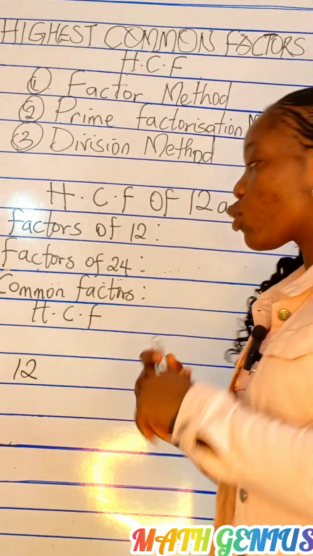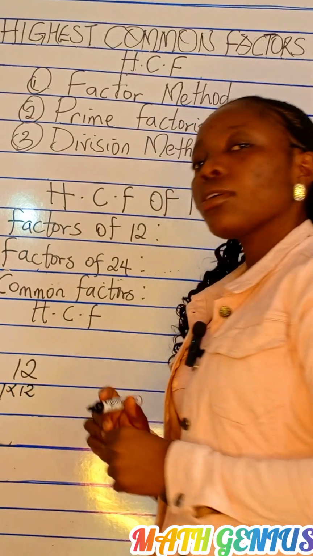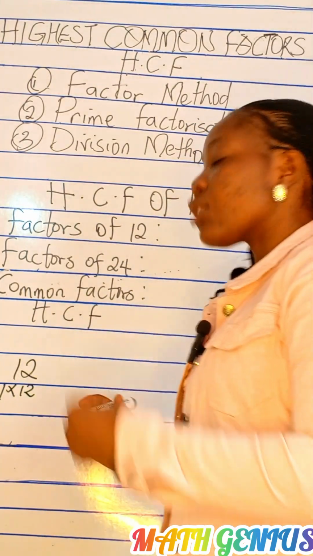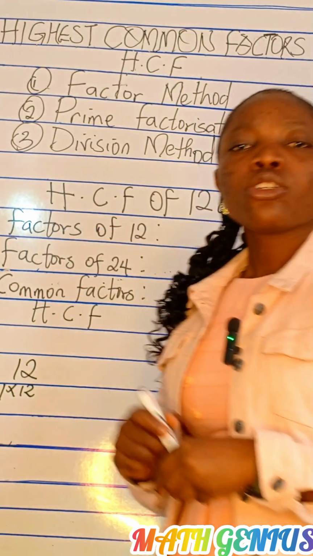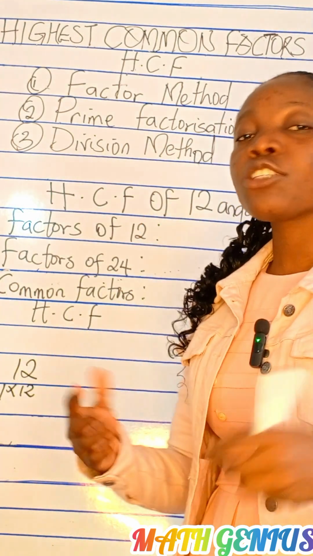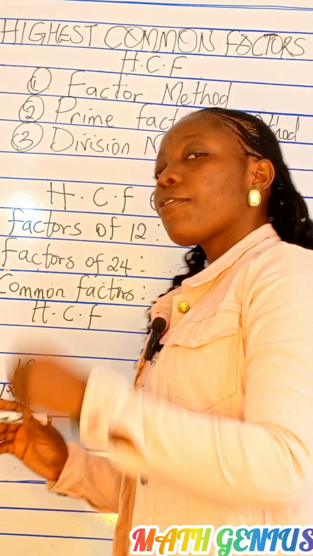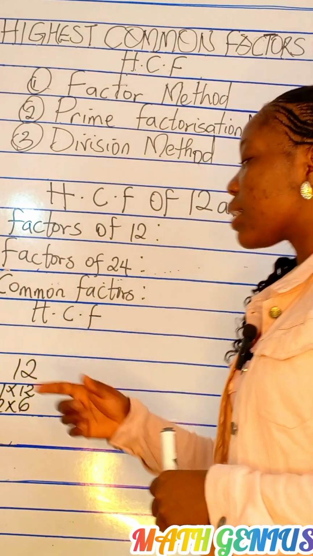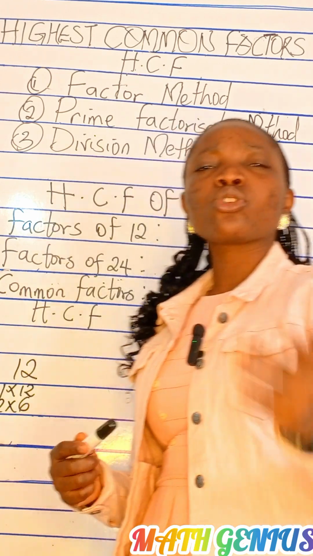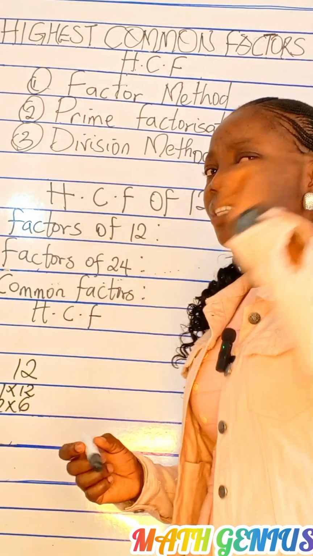So 1 times 12 is 12. Then you go to your 2 times. 2 times 1, 2. 2 times 2, 4. 2 times 3, 6. 2 times 4, 8. 2 times 5, 10. 2 times 6, 12. You also write that down. 3 times 1, 3. 3 times 2, 6. 3 times 3, 9. 3 times 4, 12. 3 times 5, 15. Remember, I've just passed 12.